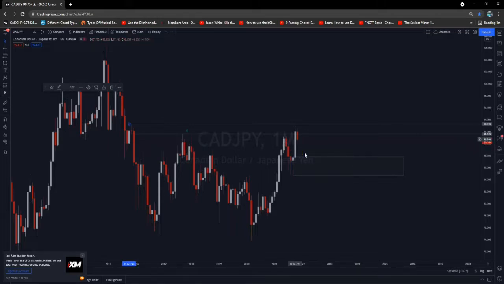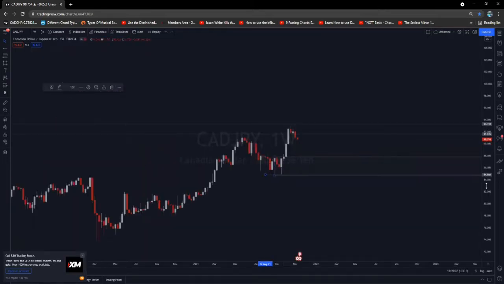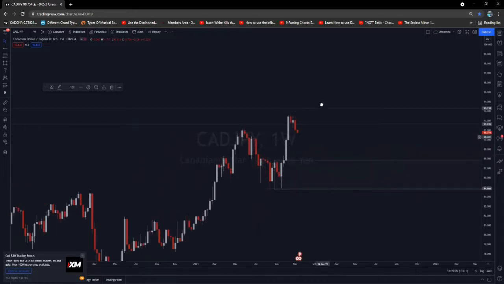If this supply area holds, I'm only going to be interested in selling long term if you are able to break below this area. So if we break through this area, violate these equal lows, I'm going to be interested in selling. But for now, my sentiment is still bullish. So let's go on to lower time frames to figure out how I'm going to approach this.